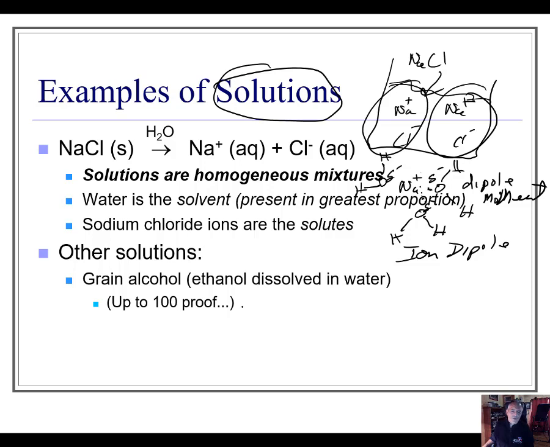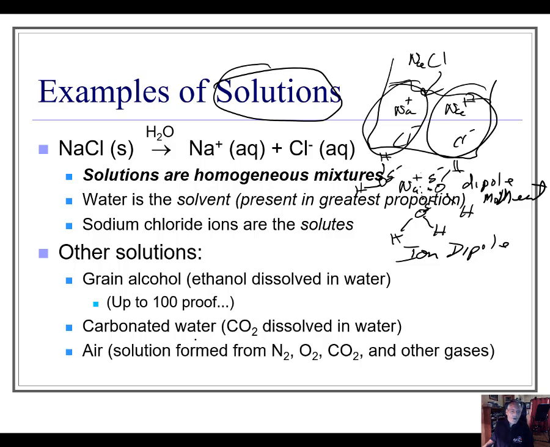So up to 100 proof, or a good scotch and soda, or even a beer. Speaking of beer, beer has naturally forming carbon dioxide in it, and it is dissolved uniformly throughout the water in the beer. And so as long as it's dissolved carbon dioxide, not bubbles that are emerging, that would be considered a homogeneous solution as well. So carbonated water. Air is a gaseous solution made up of nitrogen, oxygen, carbon dioxide, some trace gases.